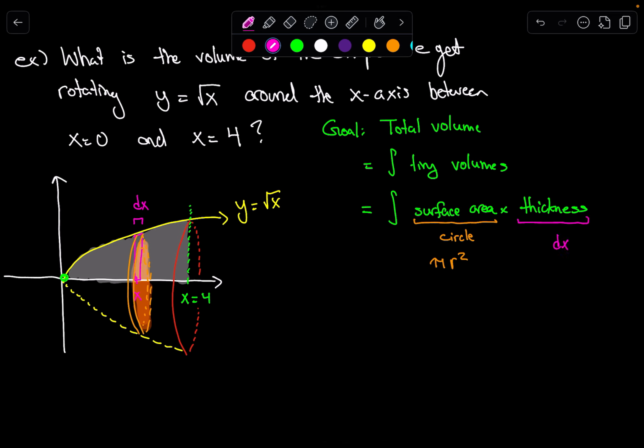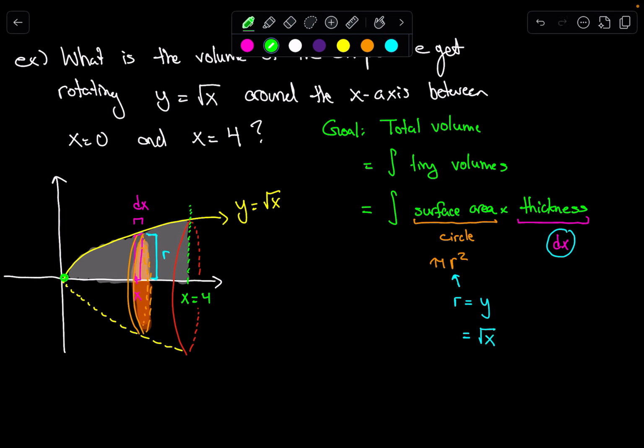And again, the radius is going to be whatever this distance is from the center of our circle out to the edge. So this is our radius, which in this case is just equal to y. But because we have dx, we know that we can't leave this as just y. We need to convert it into x. And thankfully, we already have an equation that's ready to go in terms of x. So our radius is the square root of x.